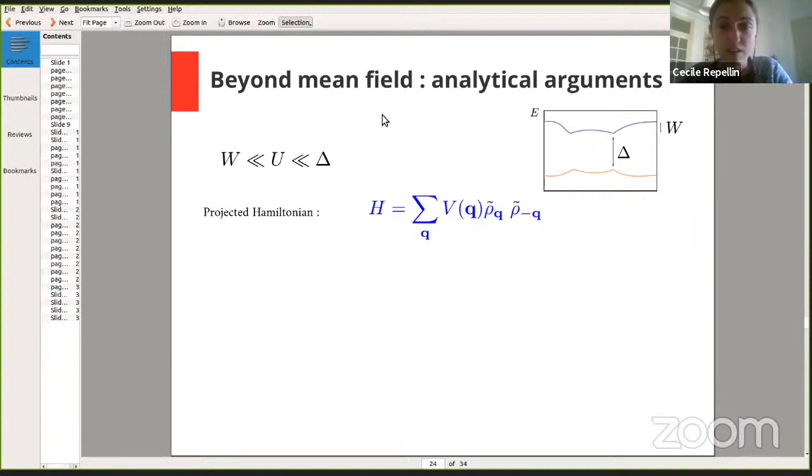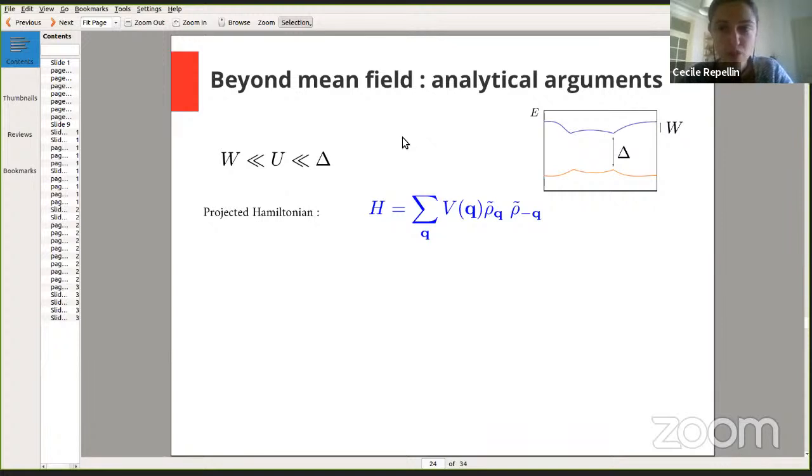So here are the hypotheses of the problem. I have again my valence and conduction band here, and I have defined delta as the gap between them, and W as the bandwidth, which is supposed to be very small. So we are working in the flat band limit, meaning that the bandwidth is much smaller than the interaction strength. And we also want to avoid any band mixing, so we want the interaction strength to be much smaller than the band gap. In practice, this is not necessarily always the case in twisted bilayer graphene. Actually, these can be of the same order of magnitude, but this is a good starting point to understand the physics.